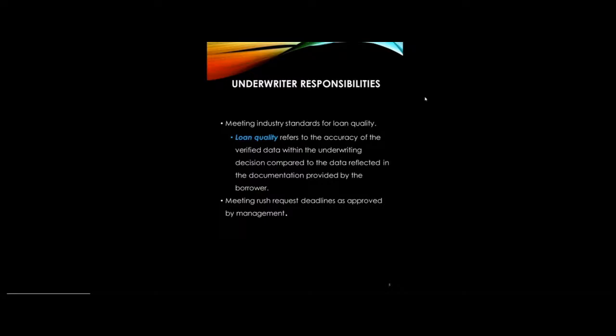Meeting rush requests for deadlines. Typically, you'll have a lot of those on purchases because you have a deadline of when the seller needs to sell the house, and in the contract there's a deadline for a commitment being issued and a deadline for the purchase to be totally completed and out of the ownership of the seller and into the ownership of the buyer.